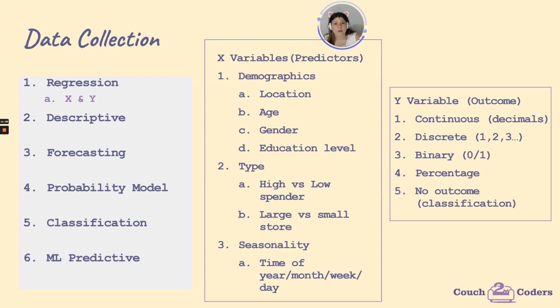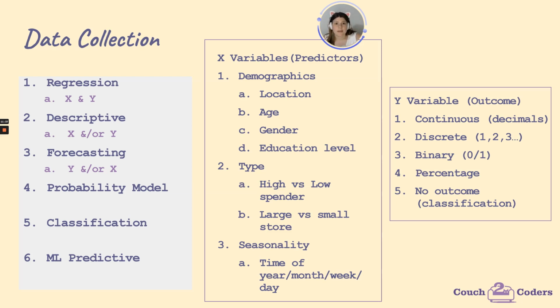If I have a regression model, I'm going to need both an X and a Y. If I'm looking only at descriptive, I definitely need an X, and maybe I have a Y too, maybe I don't. For forecasting, I most certainly need my outcome variable. So for an exponential smoothing model, all you need is your Y variable, my sales, my people that have come to my website, and then the time that it happened.